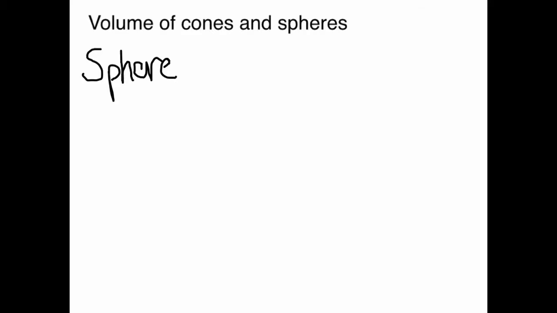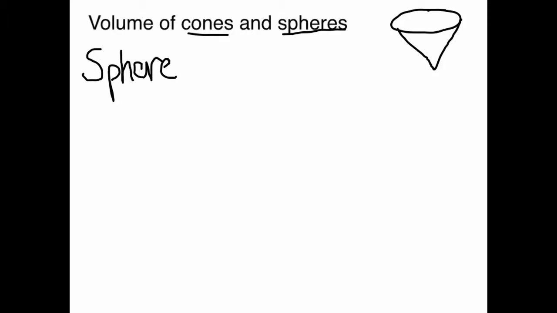Hey guys, today we're going to continue with volume, but today we're going to work with cones and spheres. A sphere is basically just like a three-dimensional circle, so maybe like a baseball or a large basketball. And then a cone is like the shape of a birthday hat.